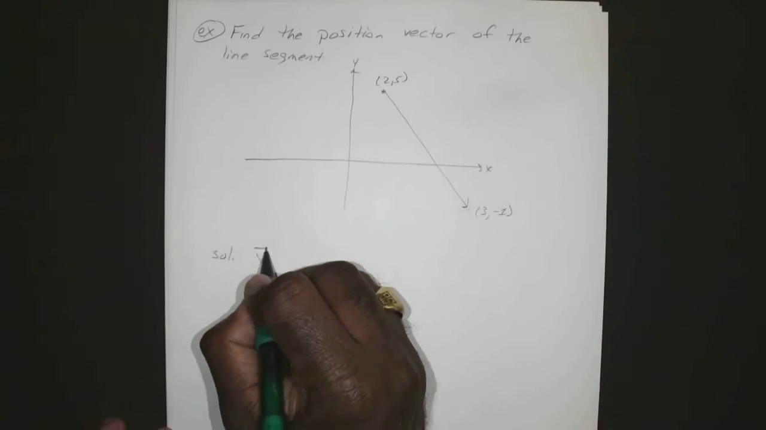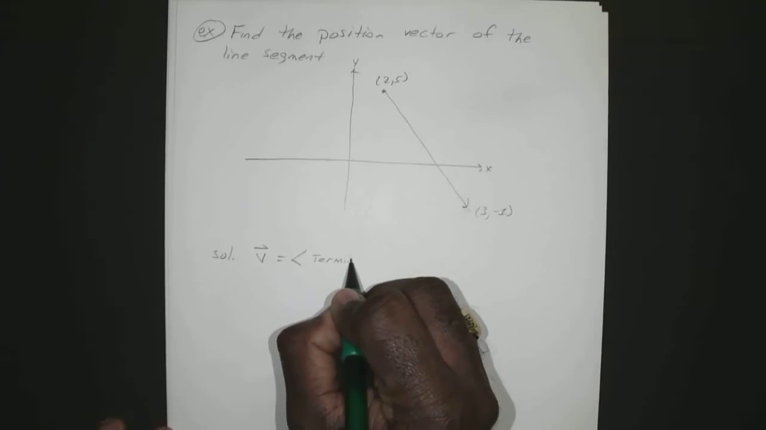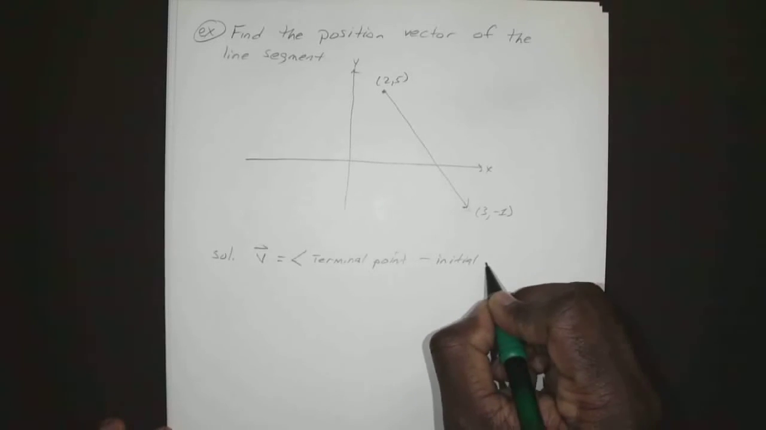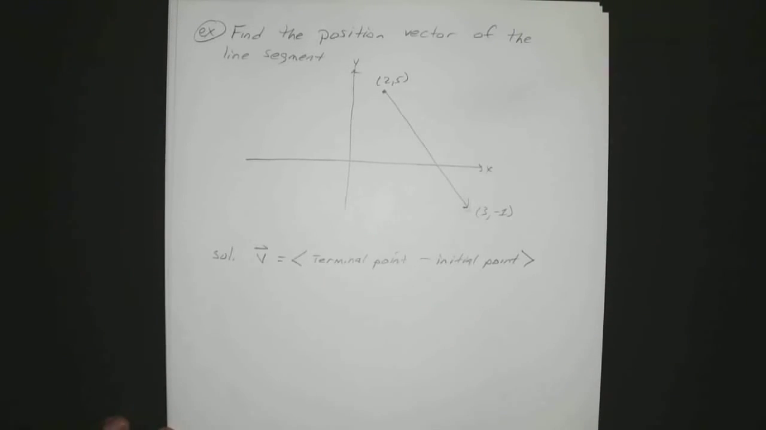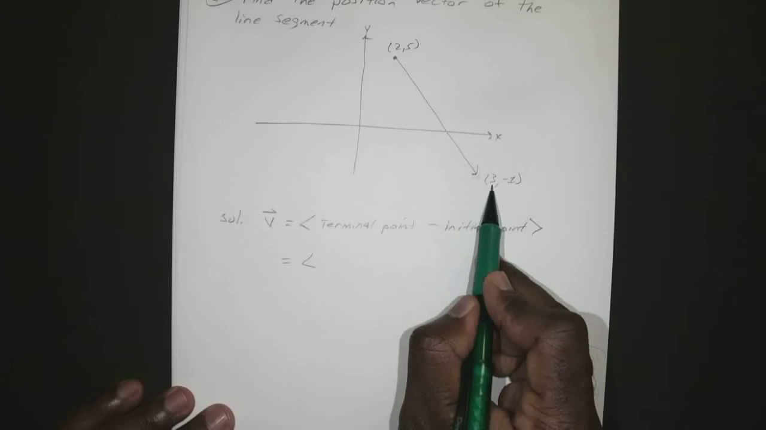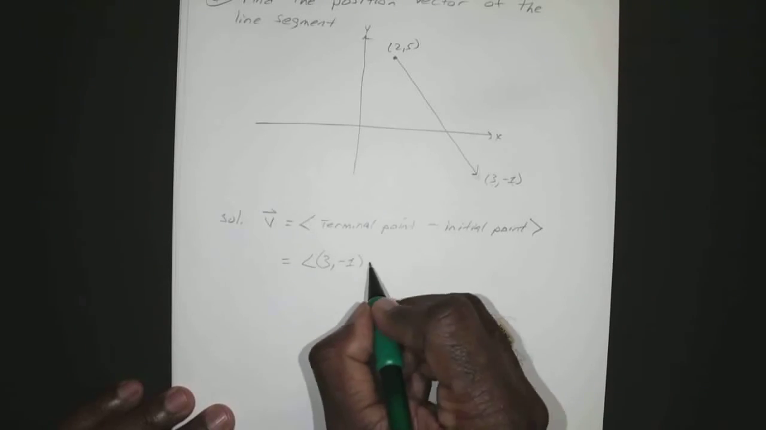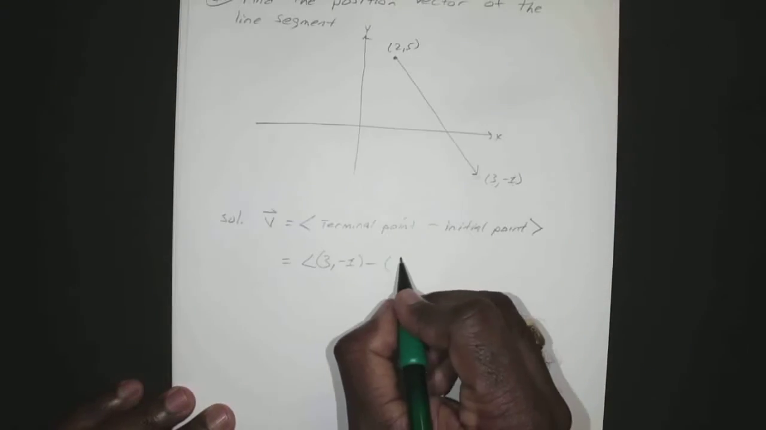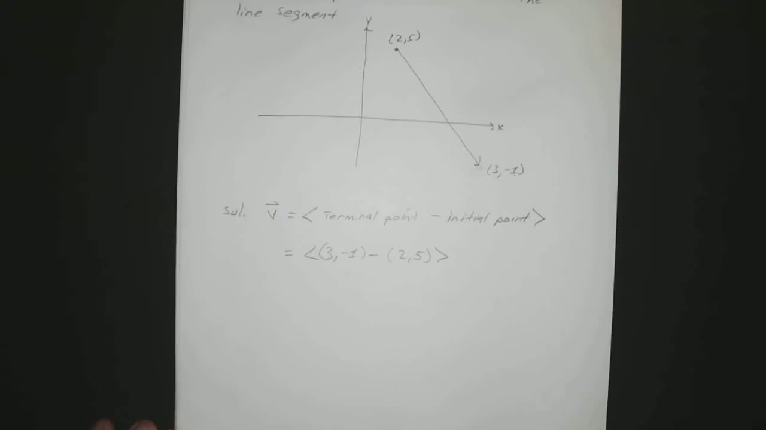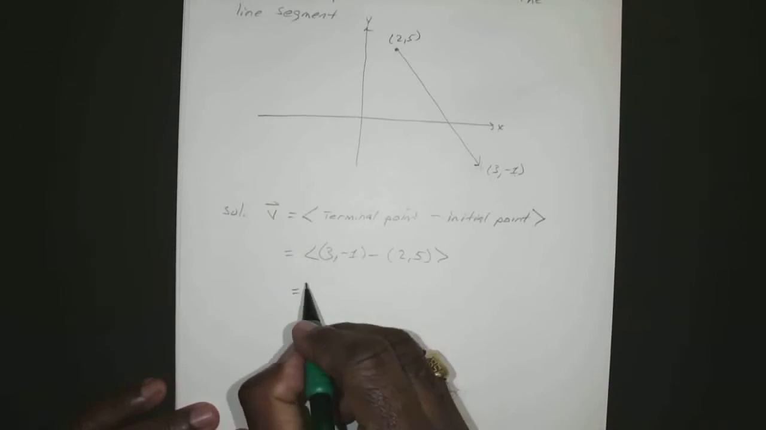Okay, so we know that our position vector is going to equal a vector that has the terminal point minus the initial point. Okay, so that means we're going to have the vector where the point 3, negative 1, minus the point 2, 5.